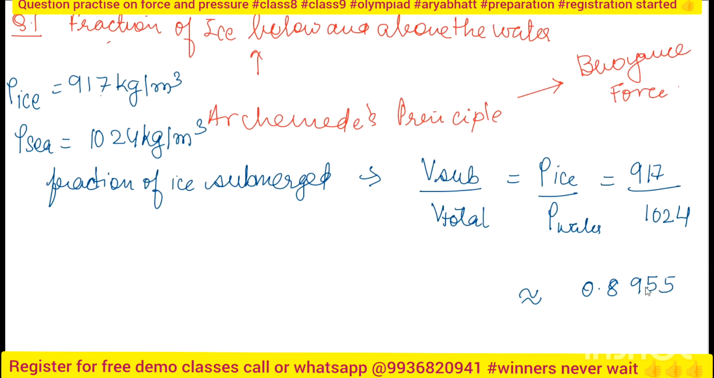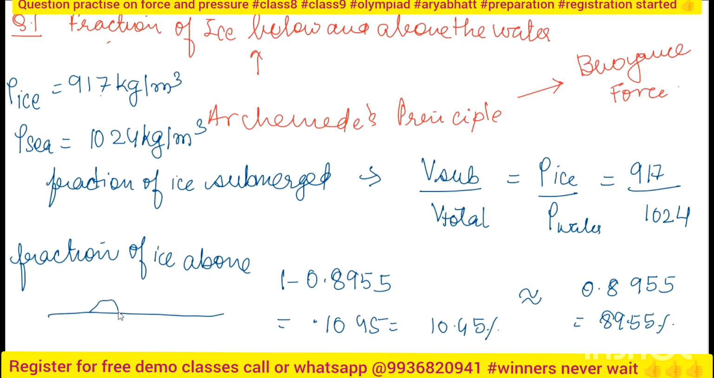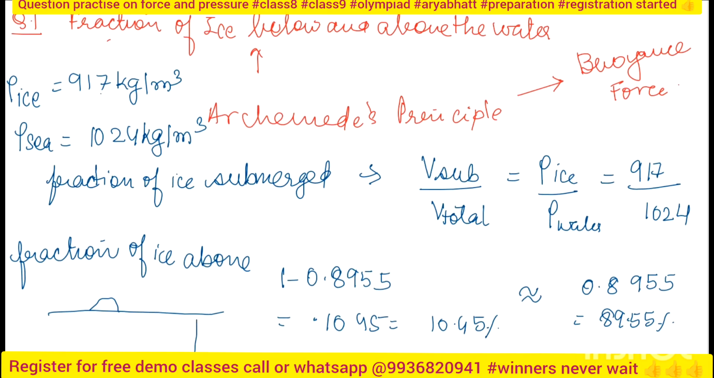So this is the fraction of ice that is submerged, or in percentage, 89.55%. But they are asking how much ice is above. So the fraction of ice above is 1 minus 0.8955, which is 0.1045, or 10.45%. It is very interesting: such a huge iceberg and only 10% is above, and see how vast it is downstairs.